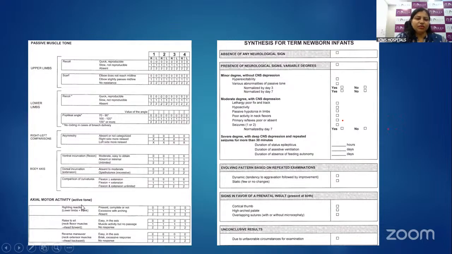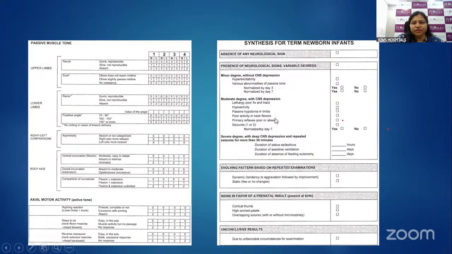Then axial motor activity you will be checking, that tightening reaction you will be checking. Then how are the muscles, head, neck muscles, flexion muscles. So they have given the description also. For example, if we take a tightening reaction: present, complete or not, excessive with arching, or absent. So accordingly, you can give 0, 1, 2.